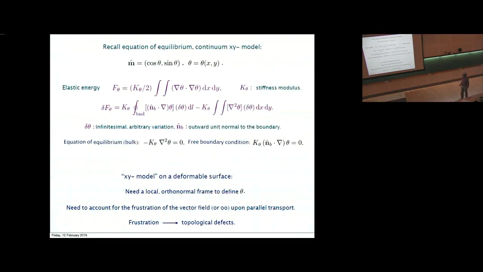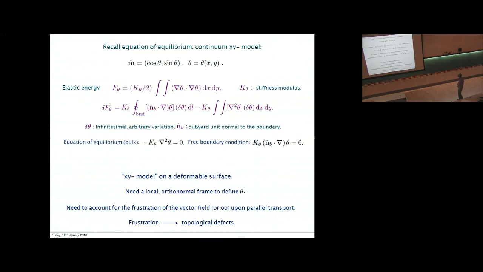So we are all familiar with the XY model and the low temperature elasticity, of course. I'm not going to talk about temperature. It's just grad theta squared. And I just vary it and I get the equation of equilibrium, together with the boundary condition, the natural boundary condition, that's in the nature of a variational problem.